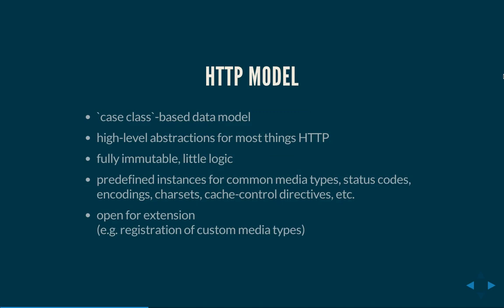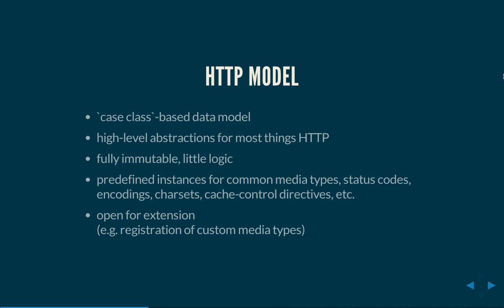The data model, as I said, is a case class-based model that contains high-level abstractions for everything that you need when you work with HTTP. So responses, requests, URIs, headers, cookies, everything you need. It's fully immutable, so there's no mutability anywhere, which means you can send those things nicely between actors. They're serializable, and so on. They can be cached, which is great.